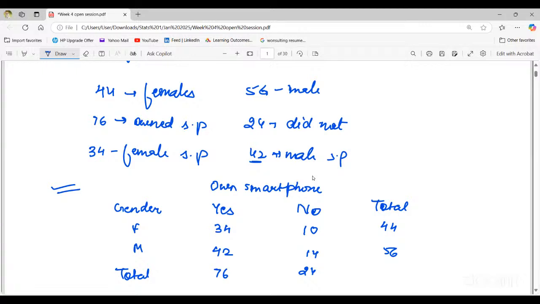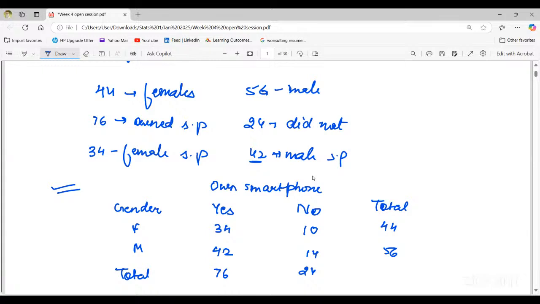Now is it a little bit clear to you? It is understandable, right? You get my point? Yes, ma'am. Okay, fine. So everybody understood what a contingency table is? Yes, ma'am.